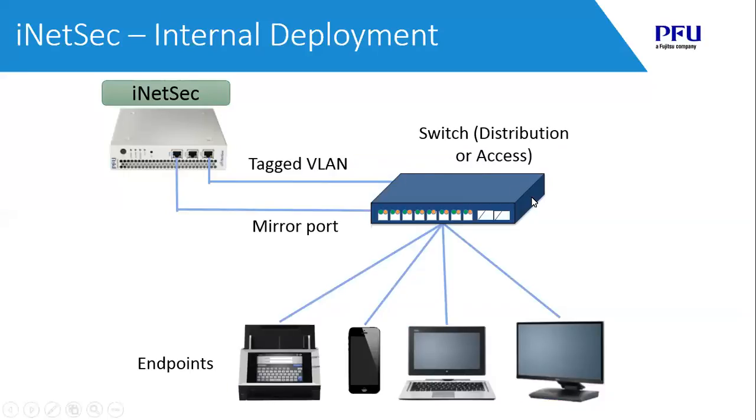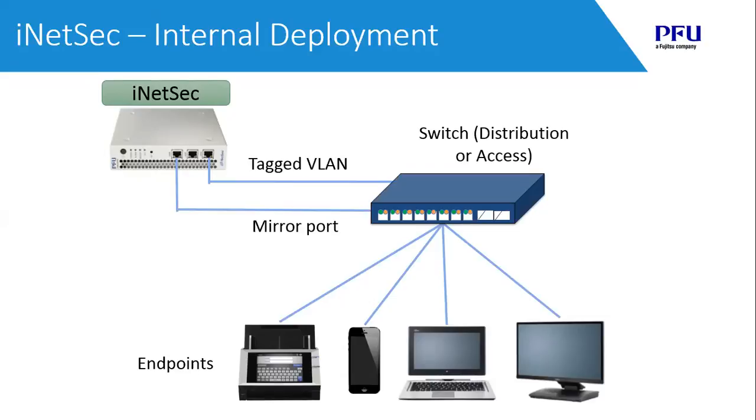So this is the deployment. You can deploy this at a distribution switch, at a core switch, or an access switch. Basically, we need two ports from the switch. One is a tag VLAN port, and one is a mirror port. Tag VLAN port is a layer 2 control, so it will provide the MAC addresses of the devices. And through that port, iNetSec is able to also block devices, disconnect them from the network. The mirror port provides the application traffic. We have visibility from layer 3 to layer 7 and management at those layers.